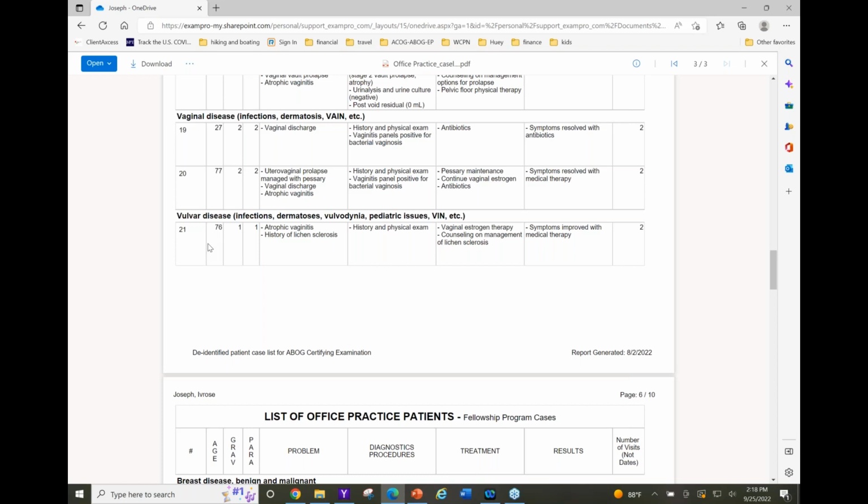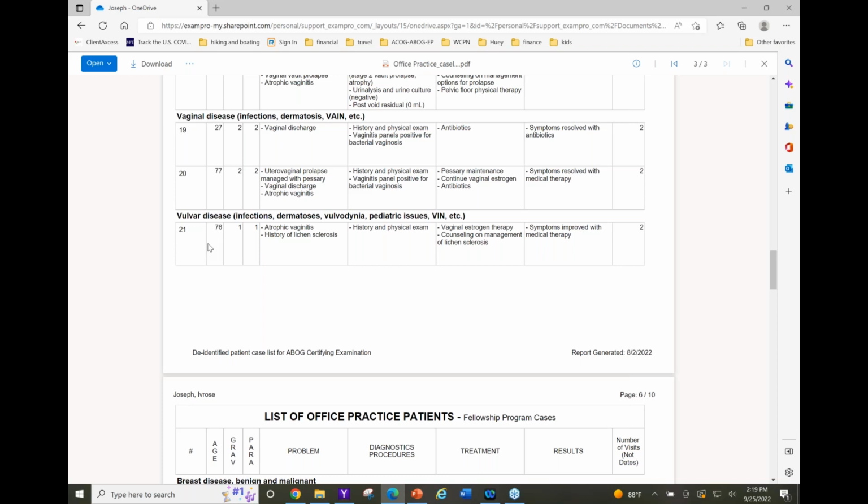Will you discontinue the estrogen if the patient's symptoms improve? I usually have them continue with the vaginal estrogen for life, but I do have some patients that will discontinue it if they feel like their symptoms have improved, and then they'll restart it back up. But for the most part, I tell my patients for the vaginal estrogen that they would continue it.